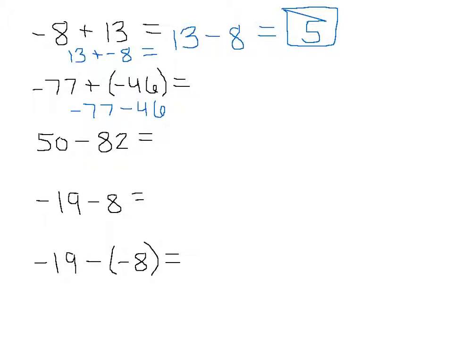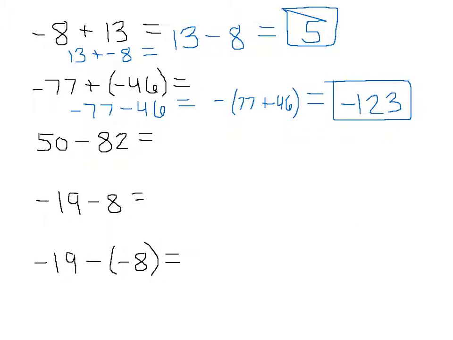And here's why. This is something that we're not going to do for a long time, but I'm going to go ahead and show you. Because both of these numbers have a negative in front, we can factor out a negative. So when we factor out something, we bring it to the outside and we create a set of parentheses. And that's the same thing as 77 plus 46. You add those two numbers up, so I'm going to add them up in my calculator, 77 plus 46. And I'm going to get 123. But because we took out a negative, our answer is actually negative 123.